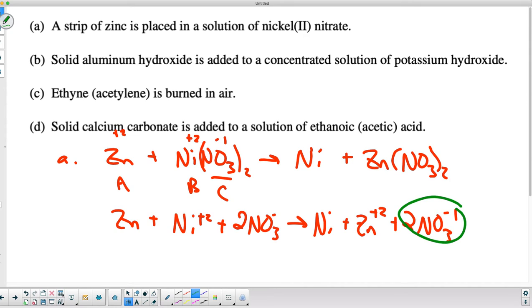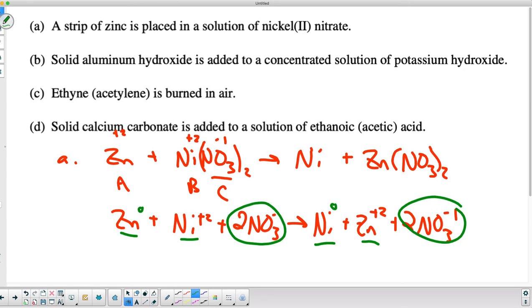Spectator ions are those things that do not change from one side to the other. See here, nickel goes from a plus 2 to 0. That's a charge of 0. Over here, zinc goes from 0 to a charge of plus 2. So those two do change because they change in charge. Or something can change in state, where it goes from gas to a liquid or something like that. Or something goes from dissolved in water to a weak acid, and that would also be considered a change. I'll get more into that later, because I'm sure there's one of those examples on here.